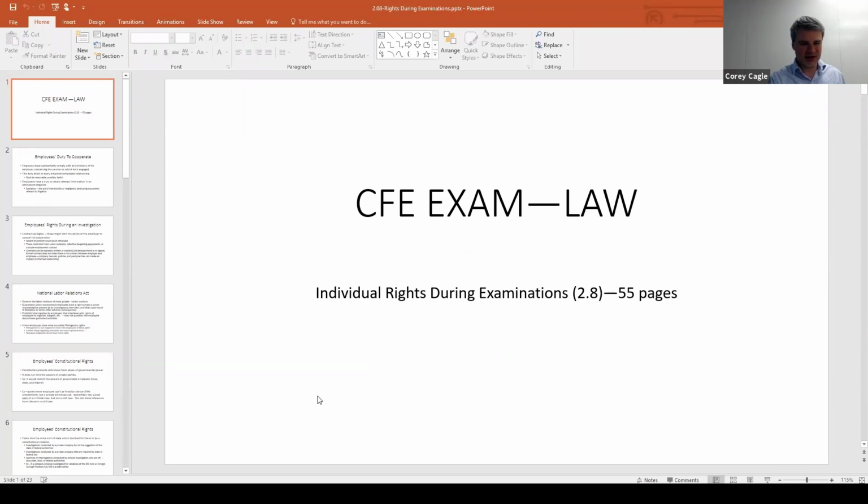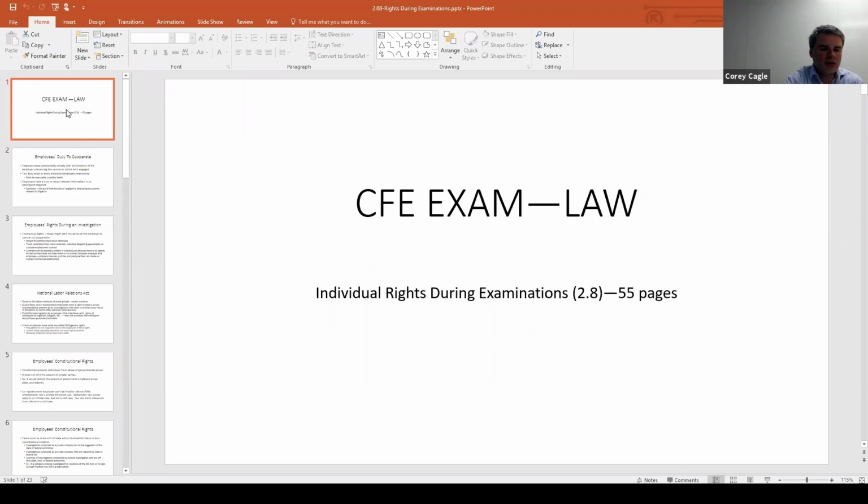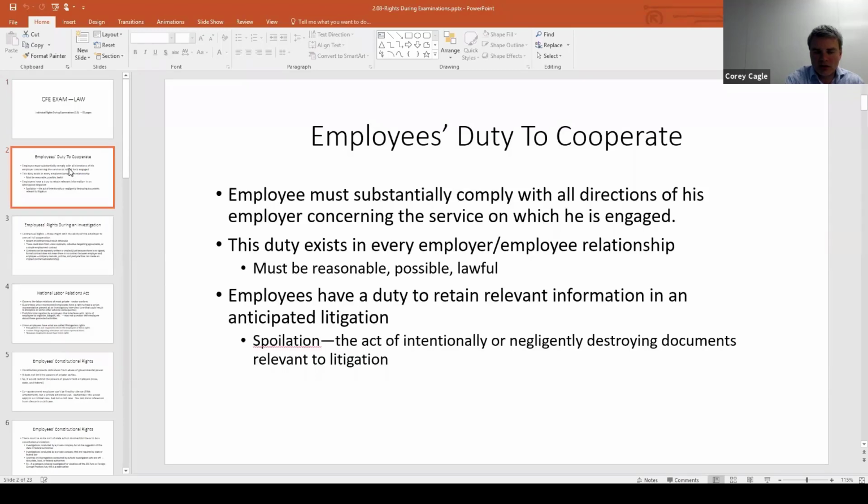Rights during an examination. So we're shifting gears a bit with this one. We've been talking about securities fraud and tax fraud and money laundering, all that. So we're kind of shifting a bit now to what rights individuals have during an examination. Let's see, we got 10 after. Yeah, let's run through this.